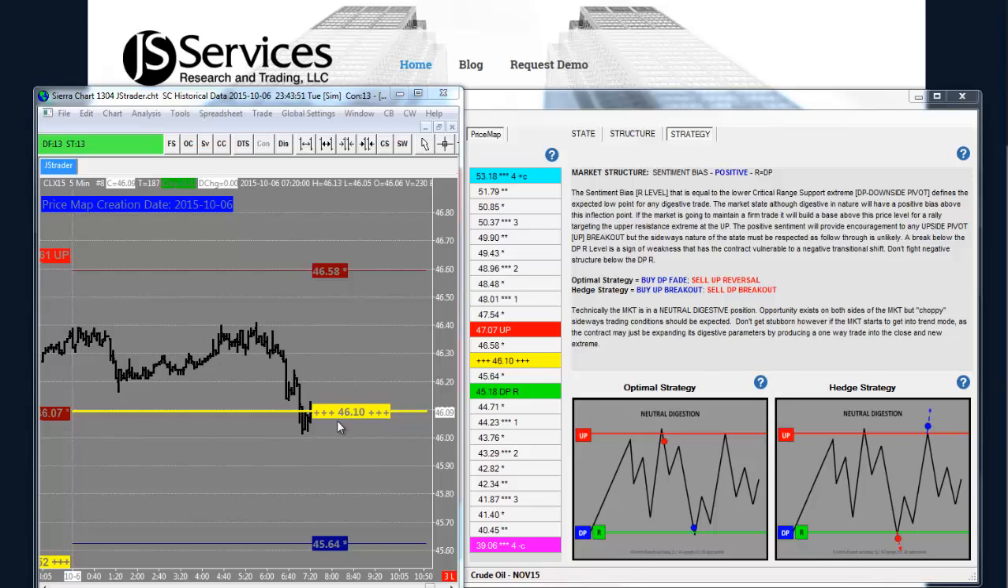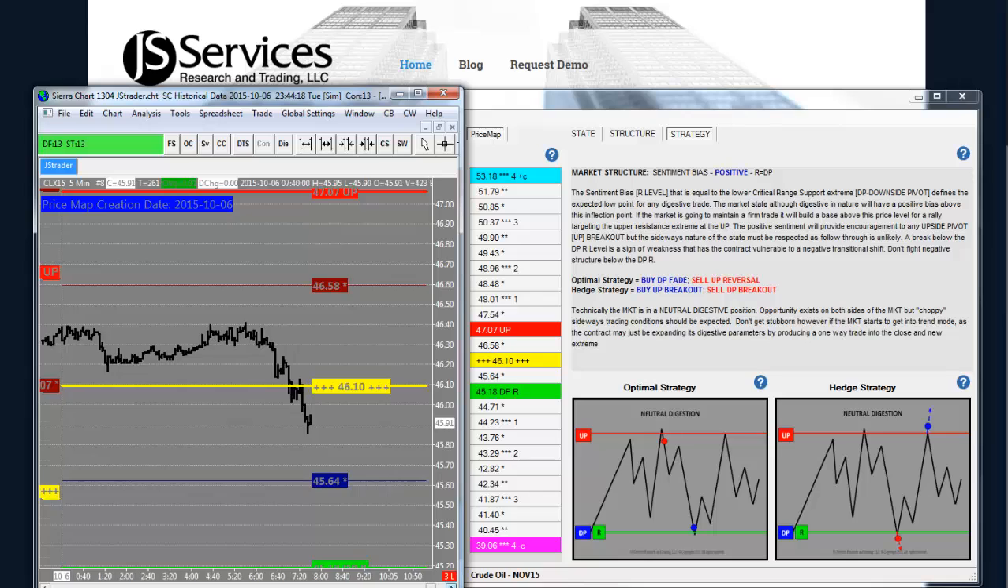So here you can see 4610 is what we call our directional. That's the midpoint of the critical range, kind of a rotational number. Below this price point, the market's going to be leaning to test the downside pivot, and above it, it's going to be leaning to test the upside pivot. So we can see overnight that the market in crude oil has been trading in the middle of the critical range. So we're basically dead center of the neutral zone.